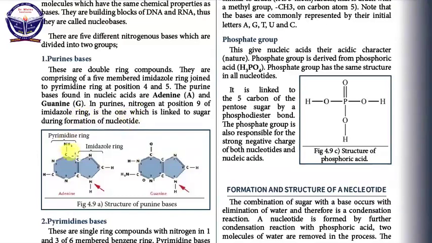So you can observe this structure of the purine, which is the double ring structure. Purine ni double ring structure ambayo ina pyrimidine ring pamoja na imidazole ring. You can observe the presence of nitrogen here at position 9. This is the nitrogen which is linked to the sugar molecule. Hii nitrogen ndio ambayo link kwenye sugar molecule during formation of a nucleotide.